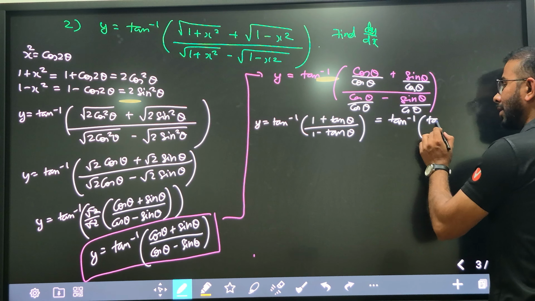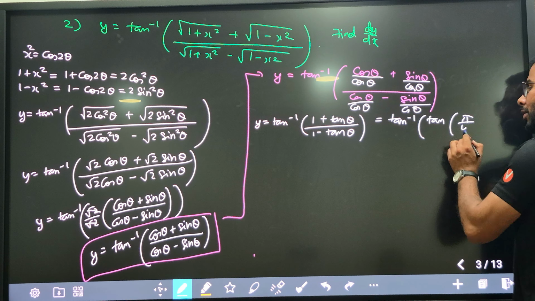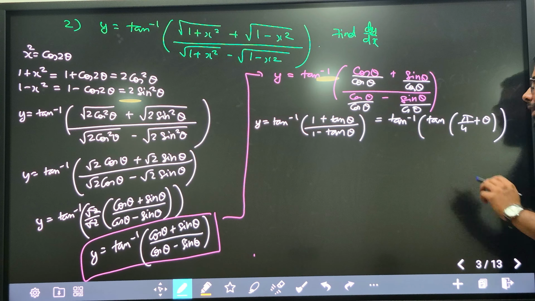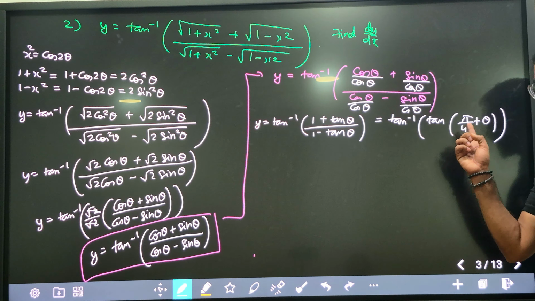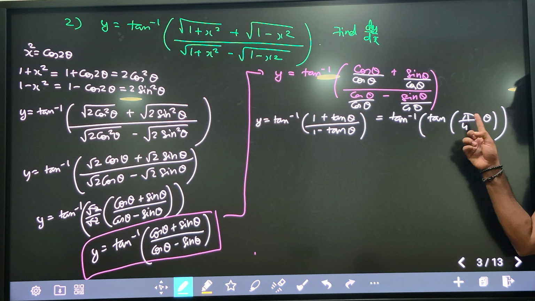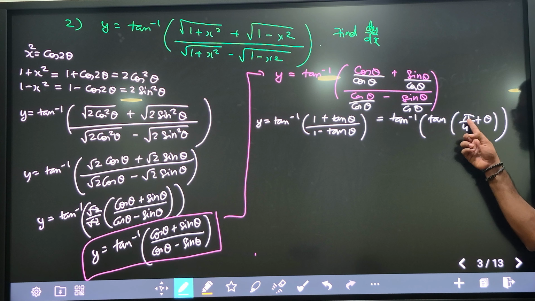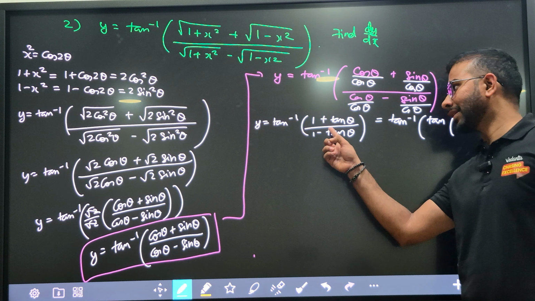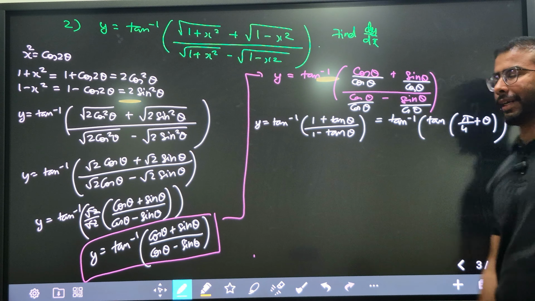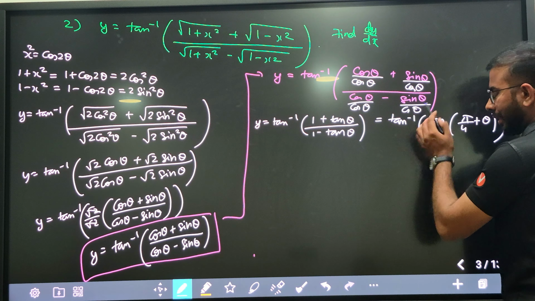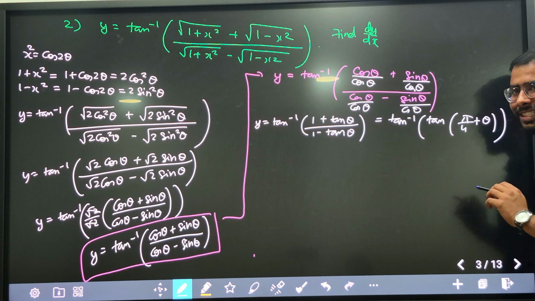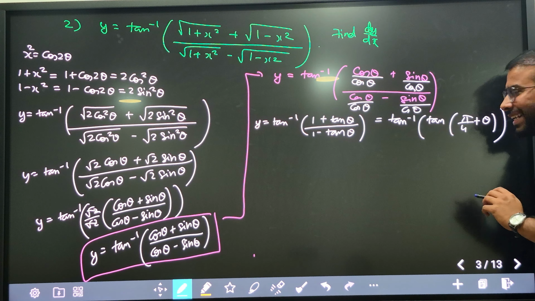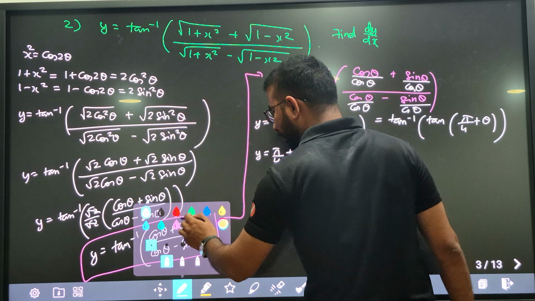Tan inverse tan of pi by 4 plus theta, by tan a plus b, guys. What is tan a plus b? Tan a plus tan b upon 1 minus tan a tan b. Tan a, tan 45 degrees is 1. So tan a plus tan b upon 1 minus tan a tan b, which is 1 into tan theta. Now in our understanding, we can assume tan inverse tan will get cancelled. Mathematically that is wrong, but okay, just for understanding, don't show the cancellation. y is equal to pi by 4 plus theta.